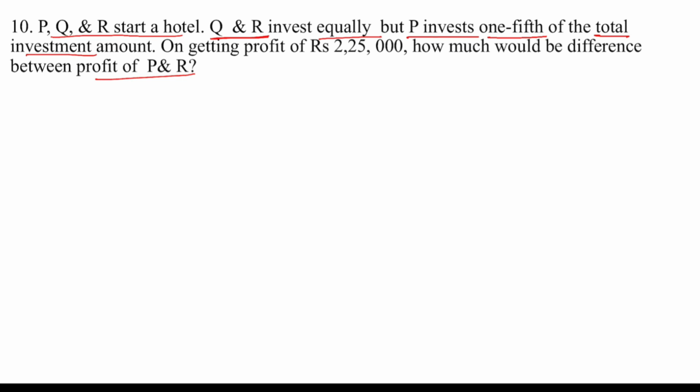Now they have not given any time data here. If time is not given, then you can assume that it is the same time. Okay, same time for P, Q and R. So if the time is the same, then there is no need of taking time in the data. So we can directly say that P is to Q is to R.